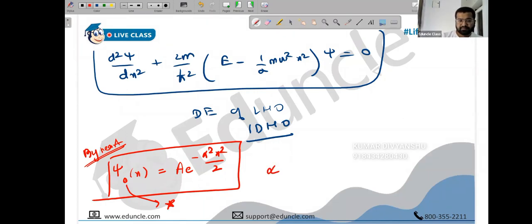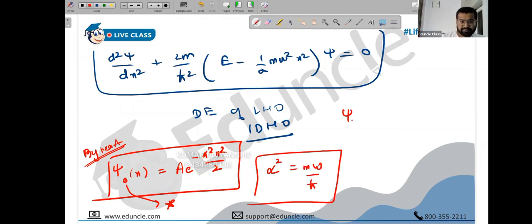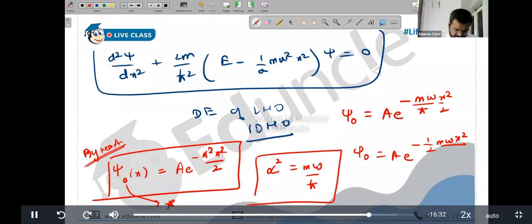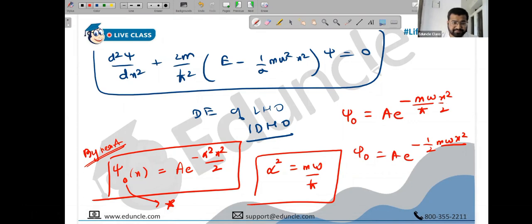Next, what is the value of alpha here? So alpha square is m omega upon h square. That's alpha square. Okay. So what happens to psi naught? Psi naught would be A e raised to minus alpha square, what is alpha square, just m omega upon h square, x square by 2. So psi naught is basically A e raised to minus of half m omega x square upon h square. Why do I feel that should be omega square? Just a second. I'm not sure. Let me check this out. Because I should have energy. So alpha square should be m omega square upon h square, I think, but they have written omega here.